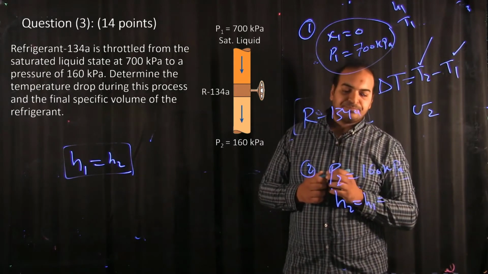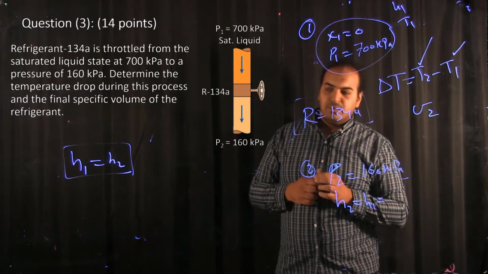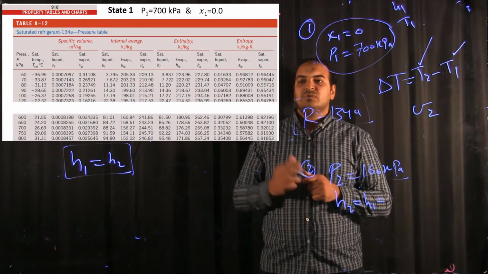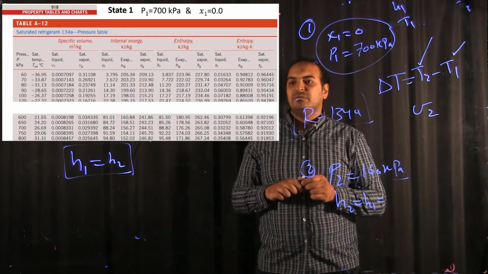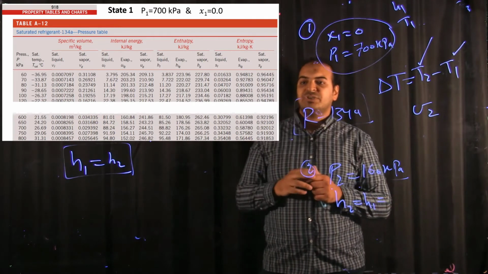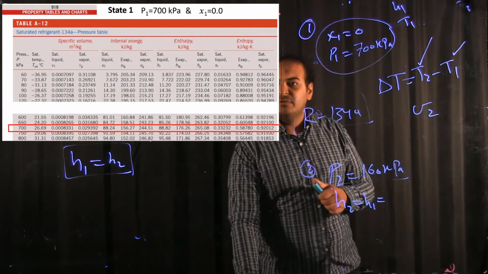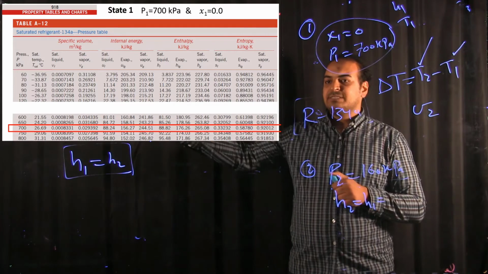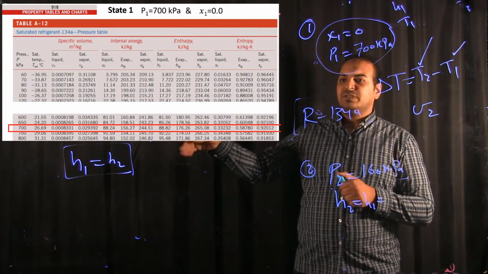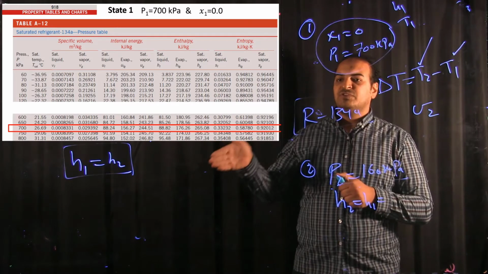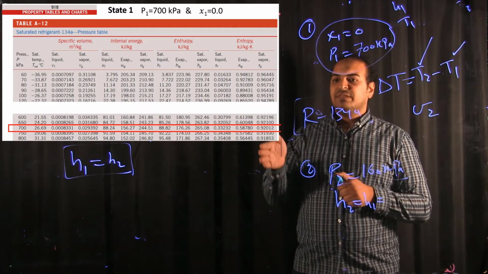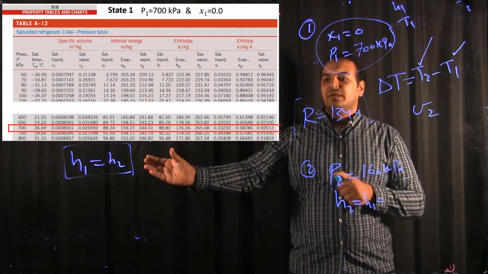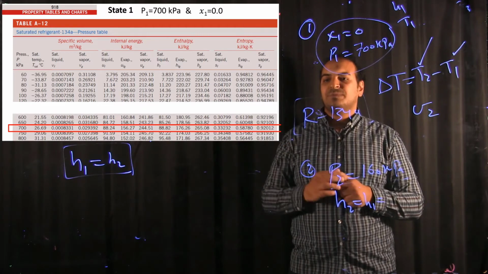Tables 11, 12, 13. Okay, let's check the first table, first state. First state, X equals 0 and pressure 700. So open A12. Actually, A11 was temperature; A12 is pressure input. So go to the row of 700 kilopascal, the very bottom, this row. As you can see, the first is pressure, temperature, saturation, then VF, VG, UF, UFG, and UG, then H, then finally entropies.